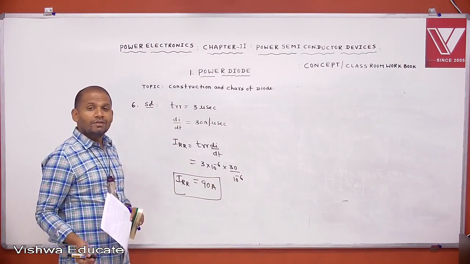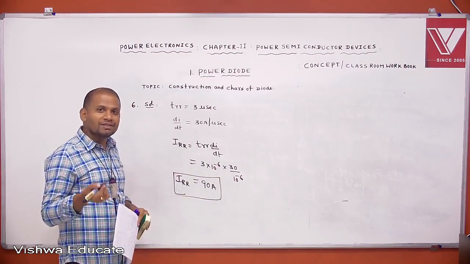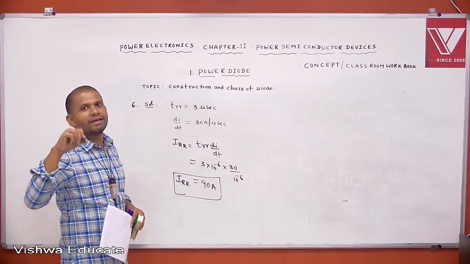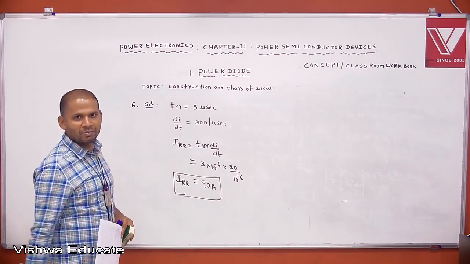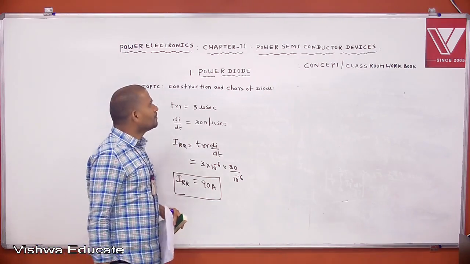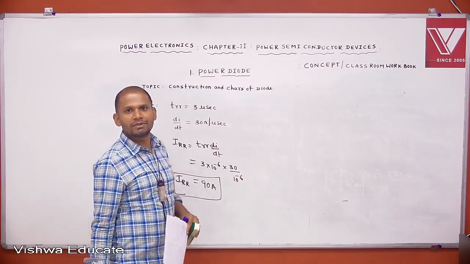Understood? Here I am not using TA into di by dt because there is no data to calculate TA. If the data is given to calculate TA, then according to that you can do the problem. That's what I explained in the previous problems. Okay, this is about some classroom workbook questions based on the power diode concept.